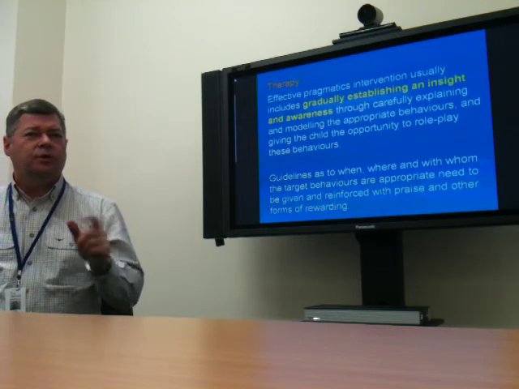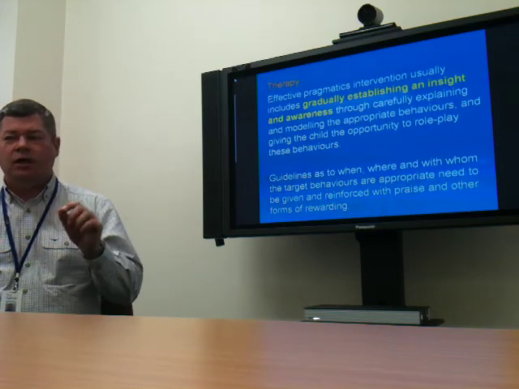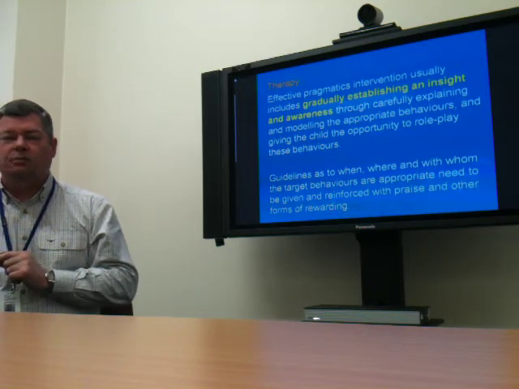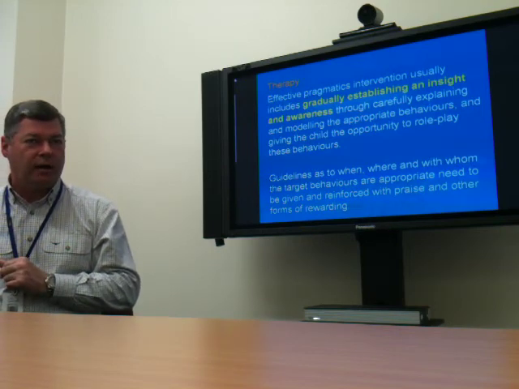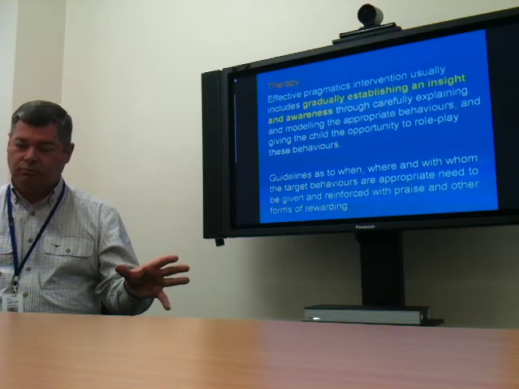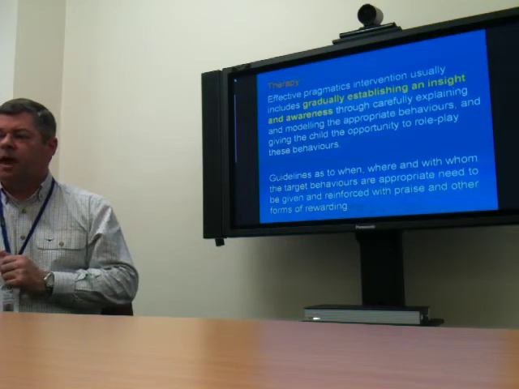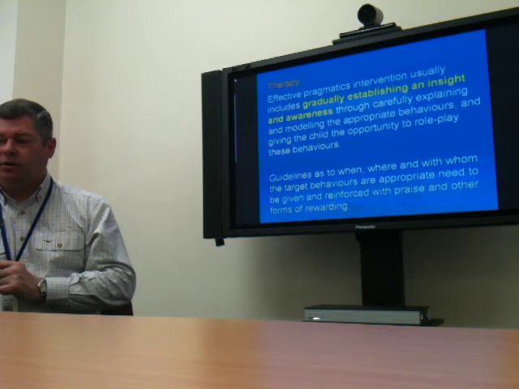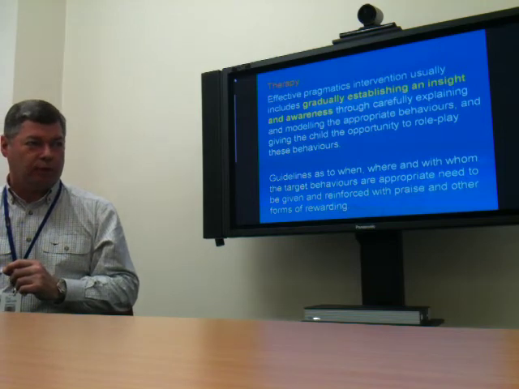Okay, so what do we do in therapy? Effective pragmatics intervention usually includes gradually establishing insight and awareness through carefully explaining and modelling the appropriate behaviours, giving the child the opportunity to role play those behaviours at home, but then to put them into practice, of course, at school, for instance. And the guidelines as to when, where, and with whom the target behaviours are appropriate need to be given and reinforced with praise and other forms of rewarding.